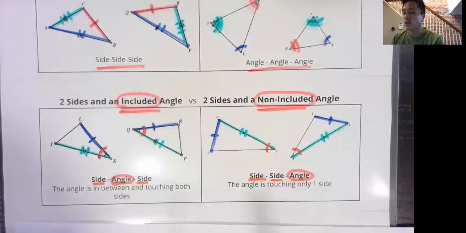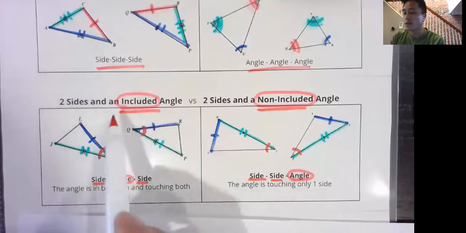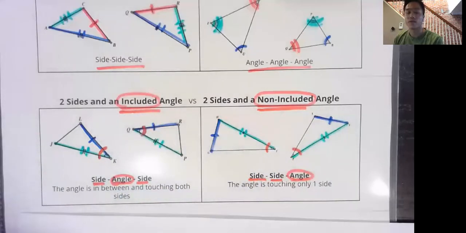And it's not just enough to say two sides and an angle. For either of these, you have to say two sides and an included angle, or two sides and a non-included angle. We have to be specific.